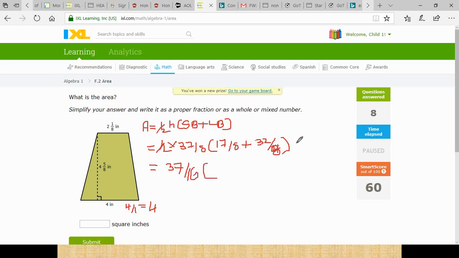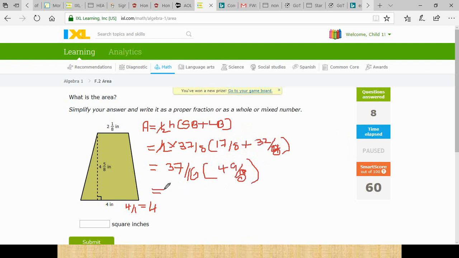In bracket, you can add these two. When the denominator is the same, you can add the numerators. So it's 17 plus 32, that's 49 over 8, right? Are you following me? Okay, good. All right.